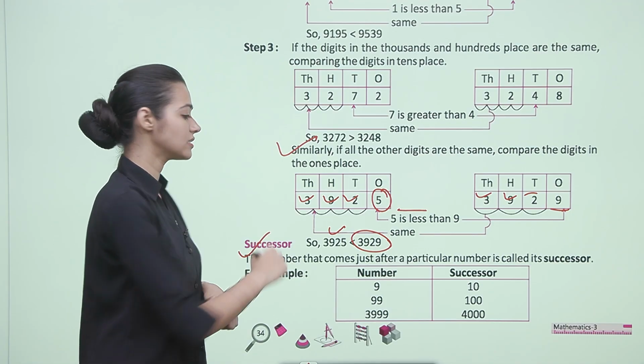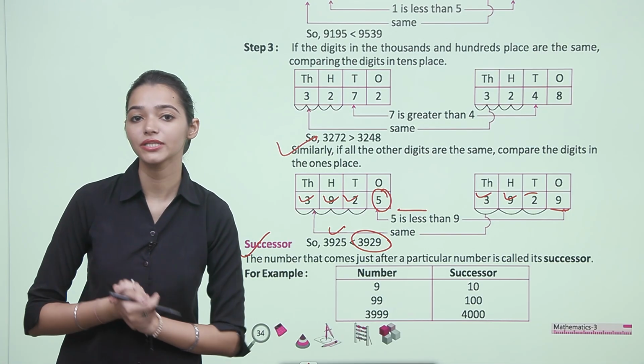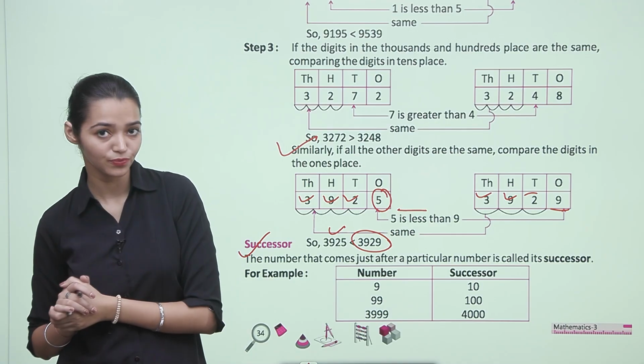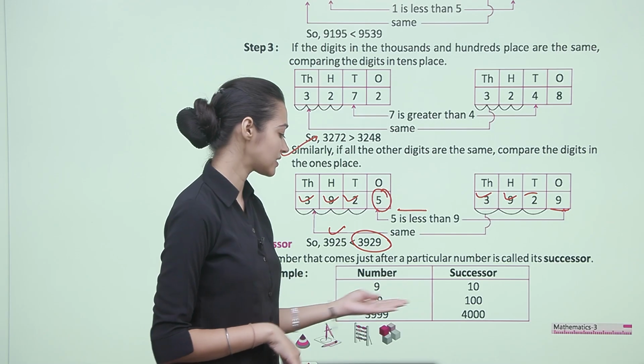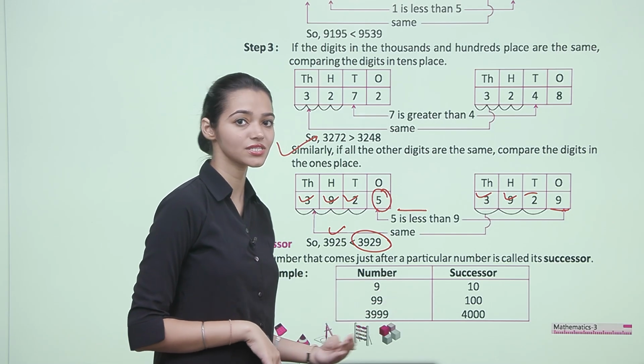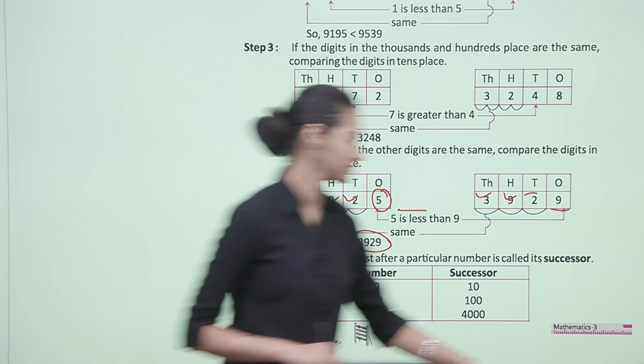Now let's look at the successor. Now what is a successor? The number that comes just after a particular number. That means when we add 1 to the previous number, we will get its successor. For example, 9 plus 1 is 10, so 10 is the successor of 9. 99's successor is 100. 3999's successor is 4000.